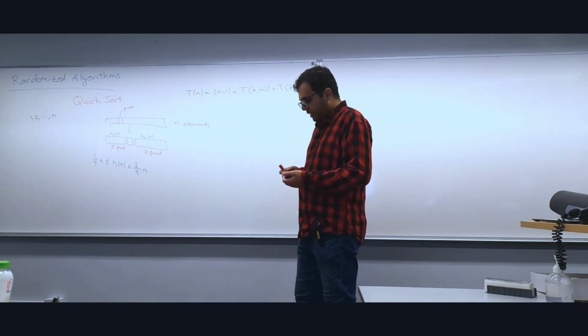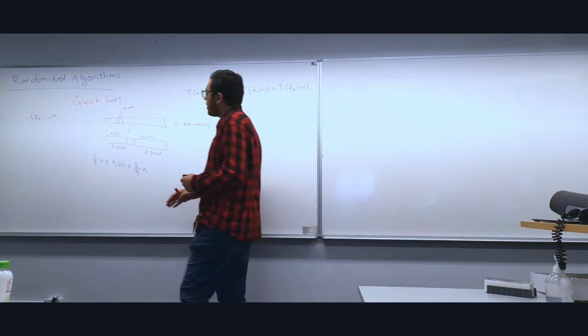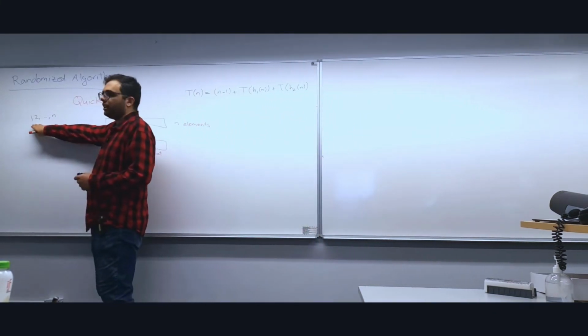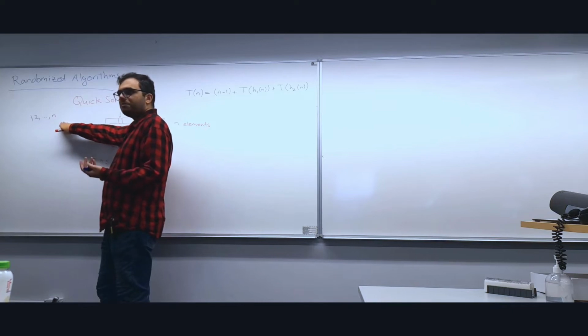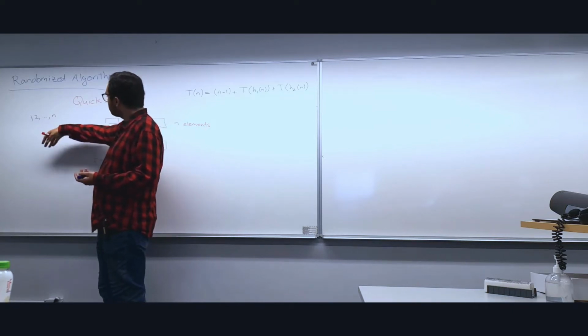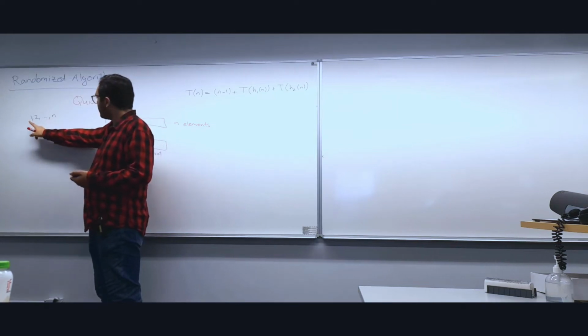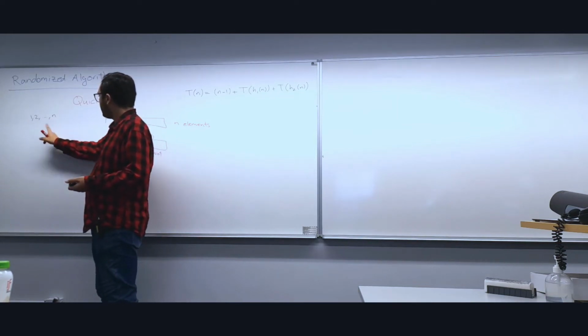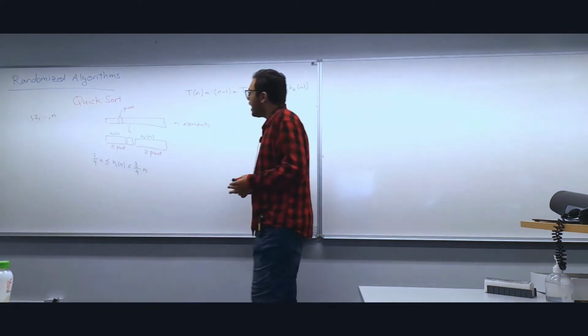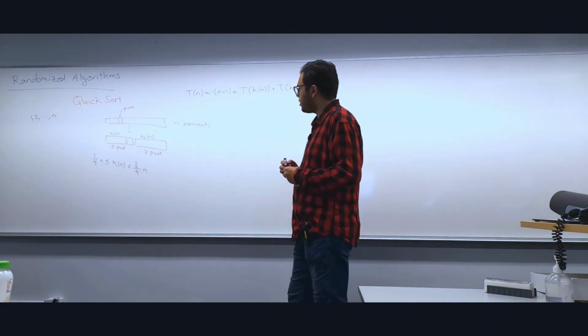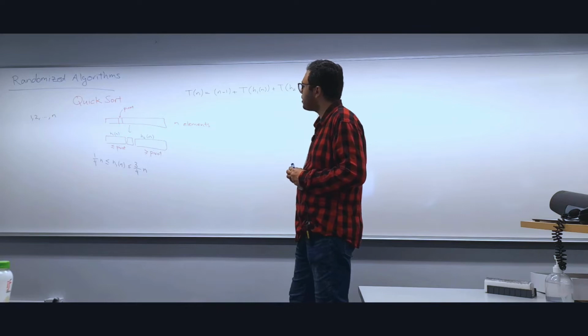Here's the thing. Let's say that, again, my elements are exactly 1 to n. In practice, my elements can be any other elements as long as they're distinct, but I'm just going to identify them with 1 to n in the analysis. And here's the thing. I want to find the total number of comparisons.